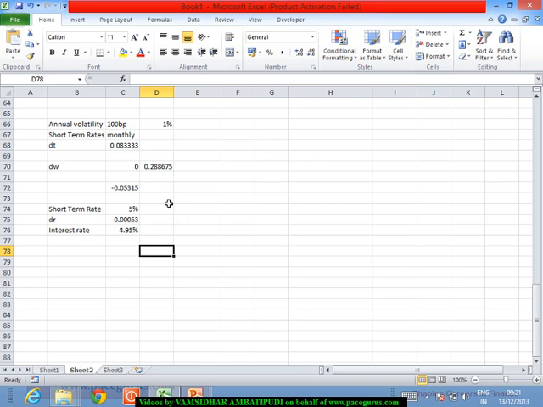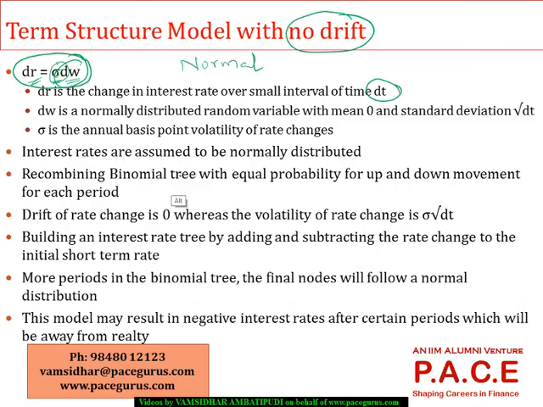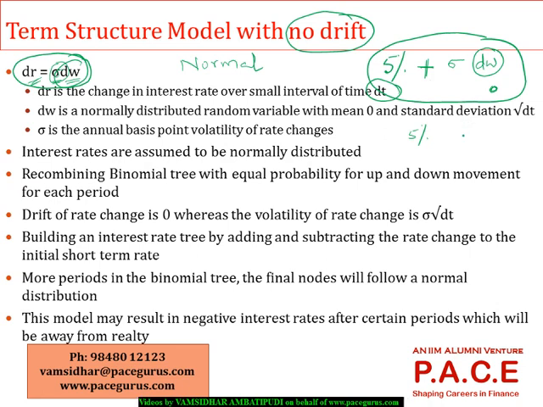What is this no drift? We are not increasing. Let's say the interest rate currently is 5%. What is happening here? 5%, the next period interest rate, how are we computing? 5% plus sigma times dW. And because dW is a random variable that has a mean of 0, on average the increment is 0. So if I take the mean of this entire thing, it is still 5% only, because the mean of dW is 0.